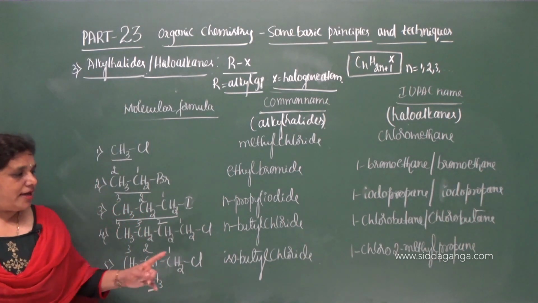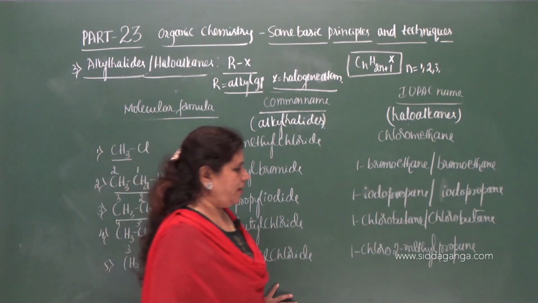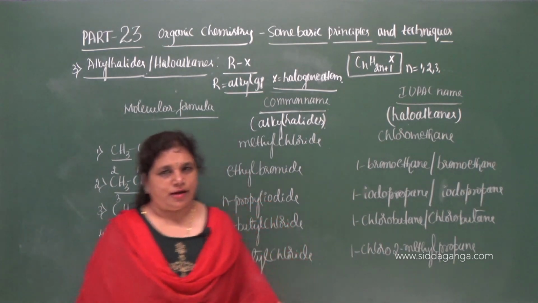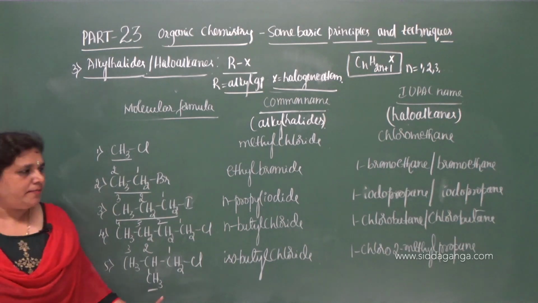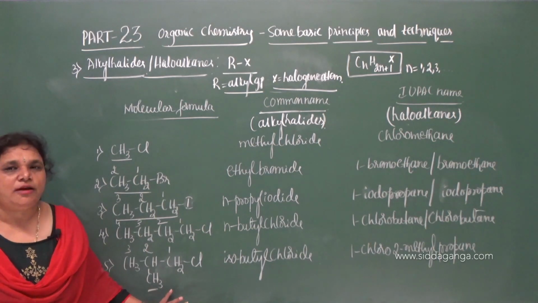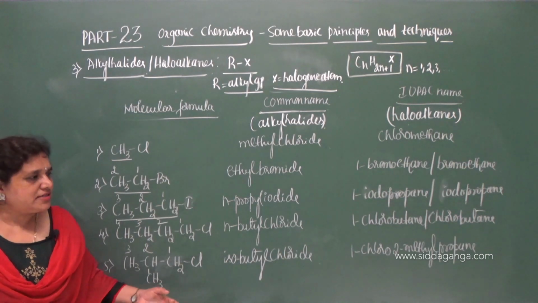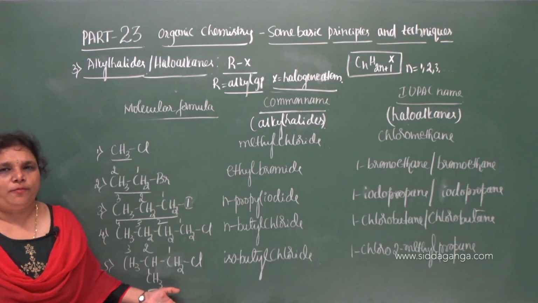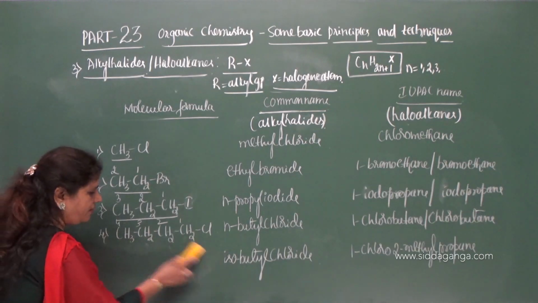You have to write it is isobutyl chloride. So meth means 1 carbon, correct? Prop means 3 carbon. 3 plus 1, 4 carbon. So it is butyl. Isobutyl chloride is the common name of 1-chloro-2-methylpropane. Or what is the IUPAC name of isobutyl chloride? If it is asked like that, then you have to write 1-chloro-2-methylpropane. Okay, now move on to the next member here, 6th one.